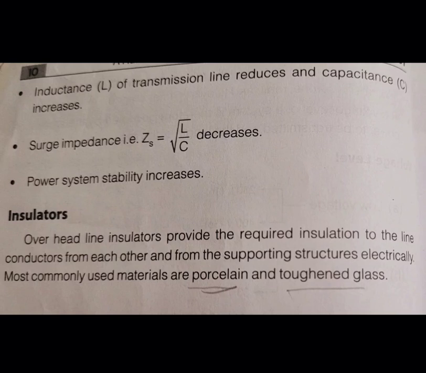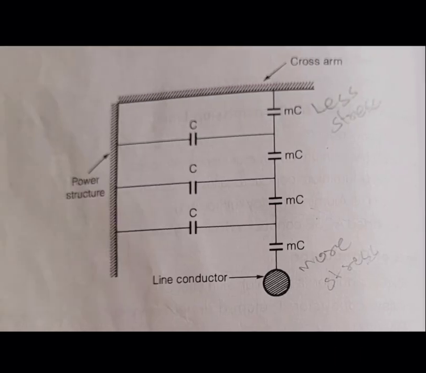Insulator. What do you mean by insulator? An overhead line insulator provides the required insulation electrically to the line conductors from each other and from the supporting structure. Most commonly used materials are, this one is very important, porcelain and toughened glass. What insulator we are using is very important: porcelain and toughened glass.